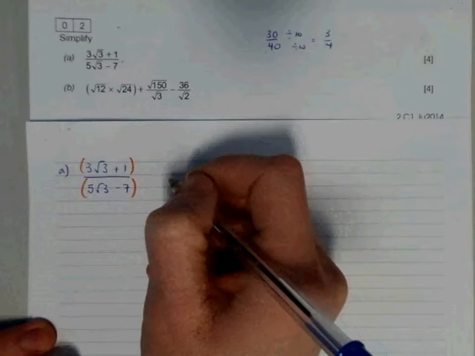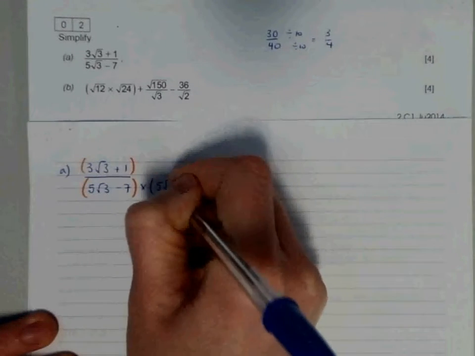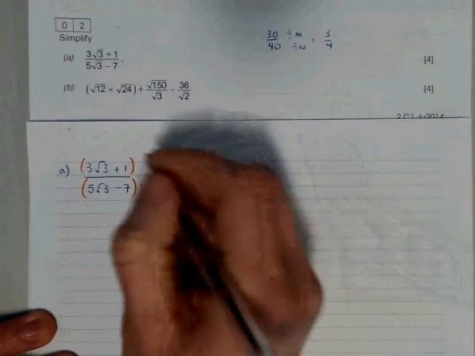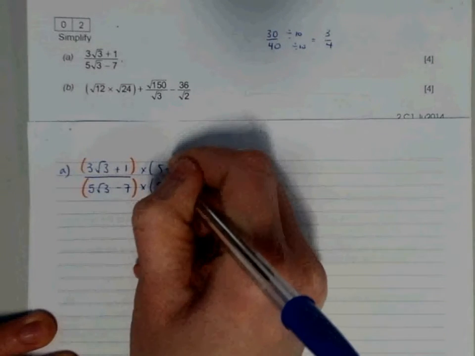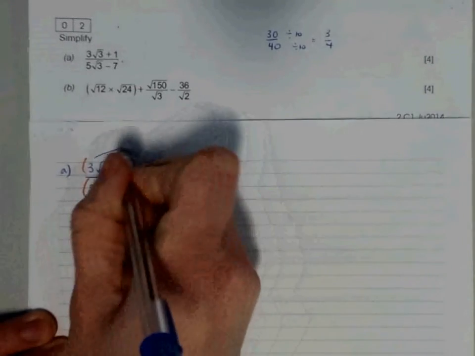Okay, simplify this thing. You need to times the top and the bottom by the same, but with the opposite sign. So by 5 root 3, 5 root 3 plus 7. So times the top by 5 root 3 plus 7. Okay, expand your brackets carefully.